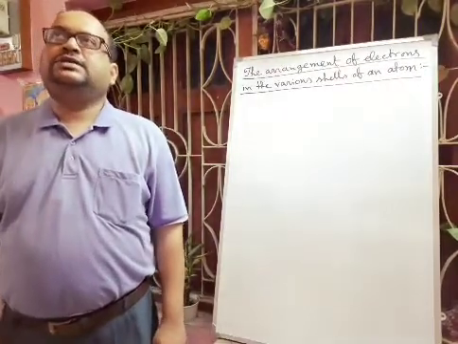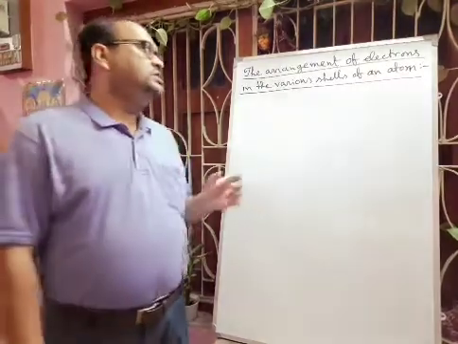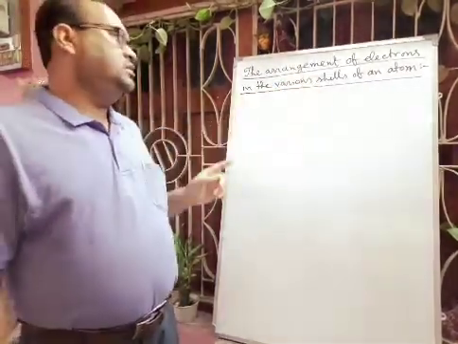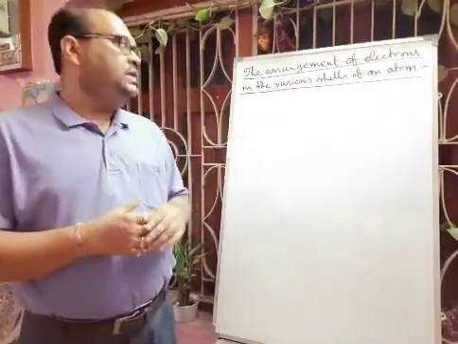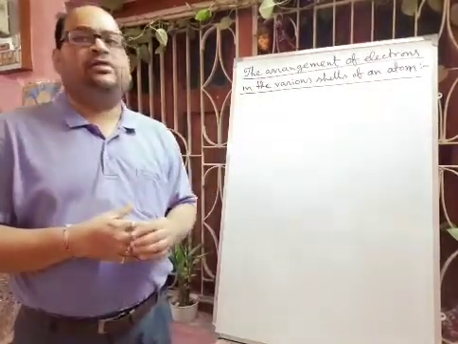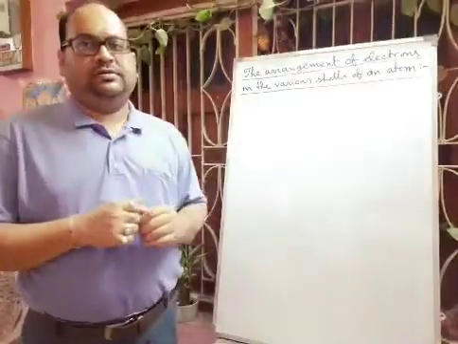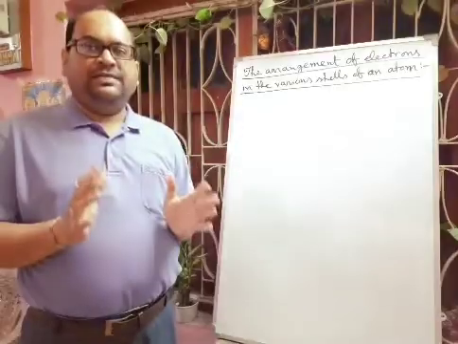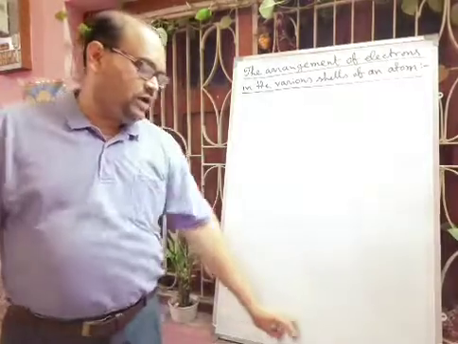Last day we discussed the discovery of the neutron, and today we will start from the arrangement of electrons in the various cells of an atom. The arrangement of electrons in the various cells of an atom is known as the electronic configuration of that element. The maximum number of electrons in any cell is 2n square.